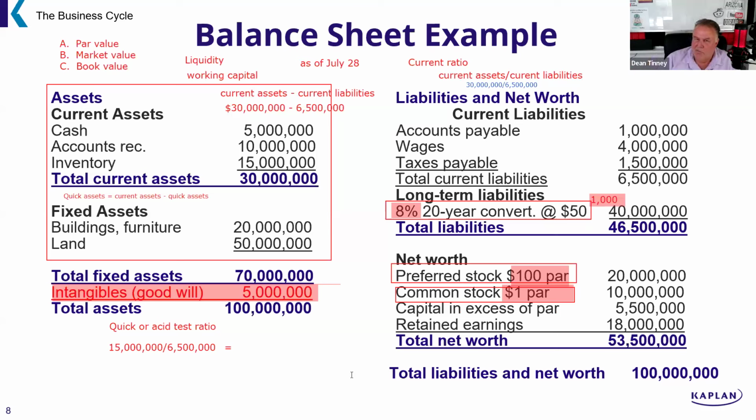I always joke, if I get less than 1-to-1 on my current ratio, it means I better get my butt in gear because I'm going to have a liquidity crisis, right? I think of that as acid would melt. There you go.